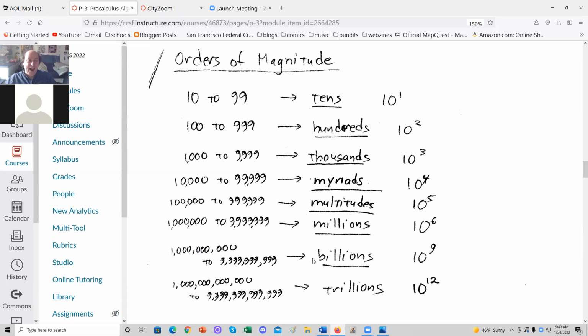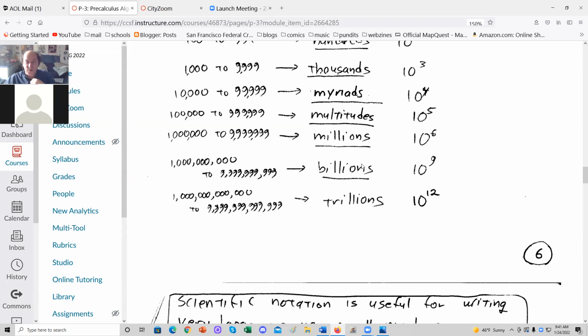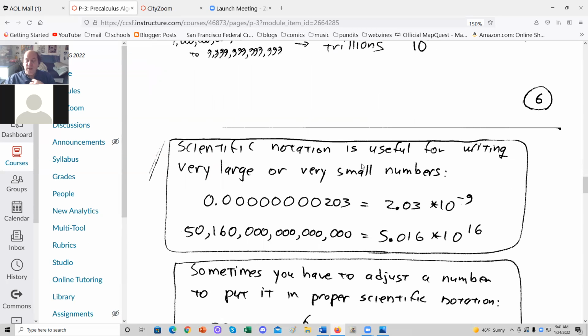And I've got to tell you, I remember when they started talking about trillions. Up till a certain point, all the numbers they talked about were billions. Now they're talking trillions. 1 followed by 12 zeros, 9 followed by 12 nines, that's 10 to the 12th power, or trillions. And of course, there's more to come: quadrillions, quintillions, sextillions, septillions, octillions, nonillions, decillions, never mind. So these are all orders of magnitude. The reason we use scientific notation is because in science, you wind up with some very large or some very small numbers. You want to be able to write them efficiently.